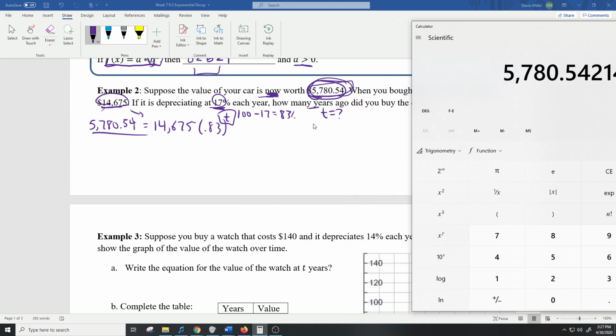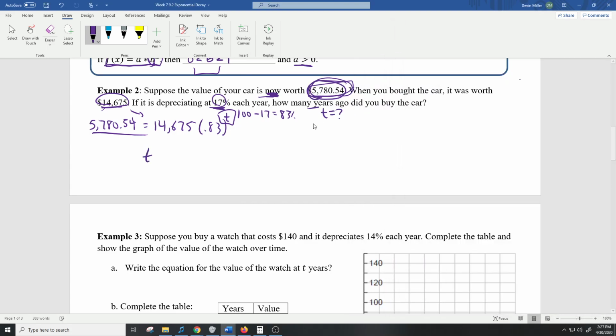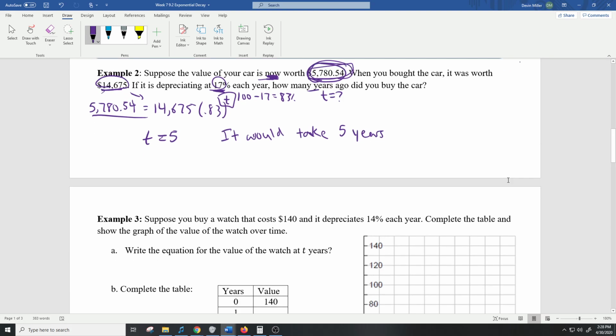Again, you'd have to guess and check. I kind of already knew the answer by looking at it. But if you tried like 4 years or 6 years, you'll get somewhere close to 5,780, but it won't be exact. Maybe it'll be $1,000 or $2,000 off. So the answer, I guess, would be it would take 5 years. Again, it's kind of like a guess and check.